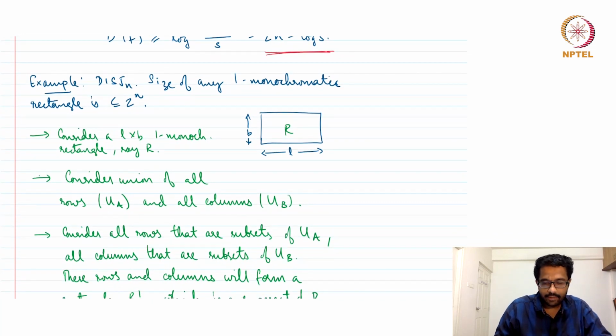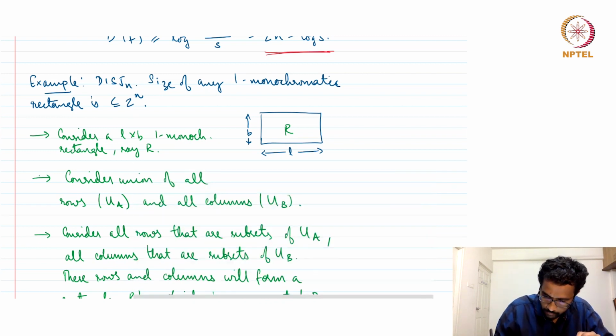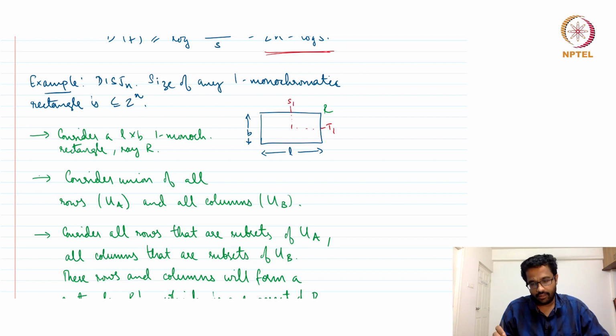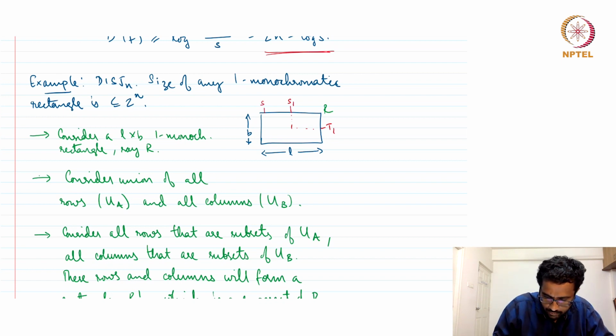Okay. So why is the size of any one monochromatic rectangle in the disjointness matrix at most 2 power n? Okay. So consider the rectangle, let's call it R. Okay. So this is a one monochromatic rectangle. So maybe there is some set, S1 here, some set T1 here, right? So maybe I'll write R in the corner. So this is R, and all the entries here are 1, right? So this means S1 and T1 are disjoint. Okay. So now we have many sets, let's call them Si and Tj. So S1, S2 and so on, and similarly T1, T2 and so on.